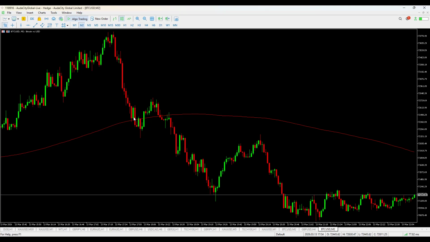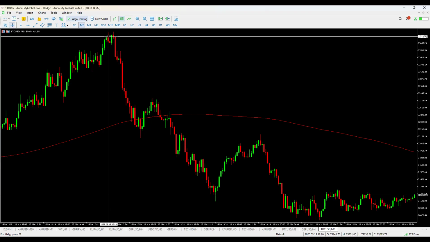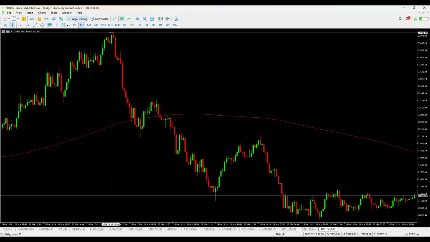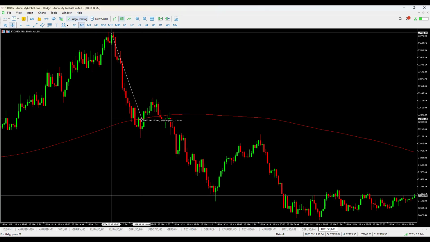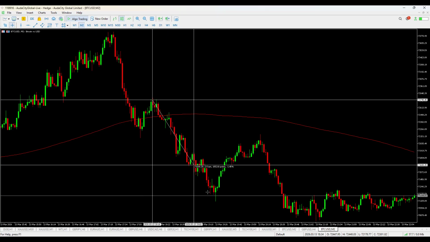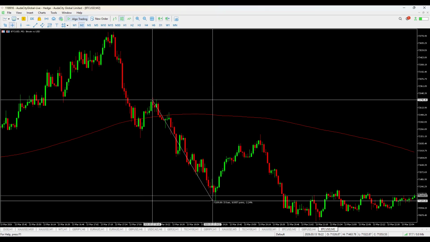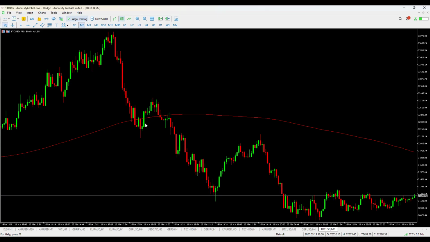See, from here to here, a pullback and gave us that. Let's see if it's the same kind of distance, but obviously I think it is. From here to here is about 1590. From here to here, about 1690, slightly more, a two-leg move.